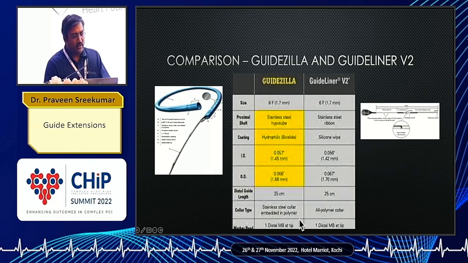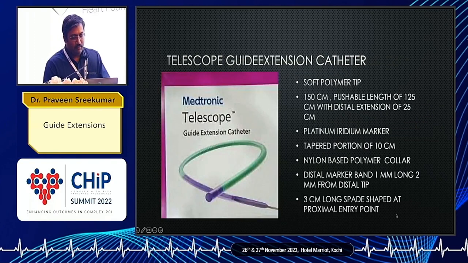This is a stainless steel collar near the tip of the catheter, while in Guideliner it's an all-polymer collar. And this is the one from Medtronic. This is a Telescope catheter. It has a platinum iridium mark at the tip, just like any others, and a tapered portion of 10 centimeters. It has a slightly tapered one.